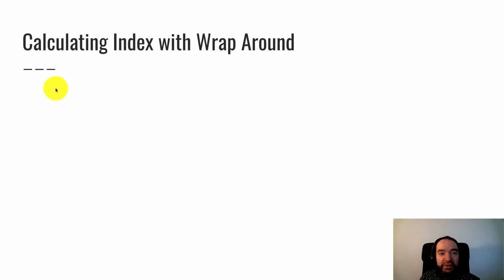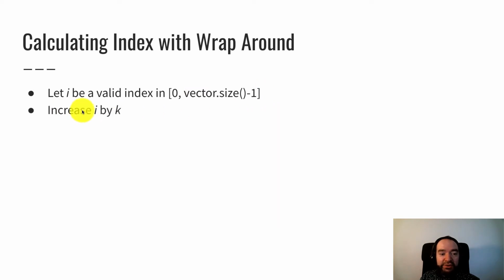Okay, so what we're going to do is use modulo arithmetic to help us with this calculation of indices in our Q. So let's say I is a valid index, meaning it's between 0 and the vector size minus 1 inclusive. And I want to increase index I by k, and I want to do this wraparound thing where if I go off to the right past the last valid index, I wrap around back to 0 again. So what I want to do is compute index I plus k with this wraparound function.